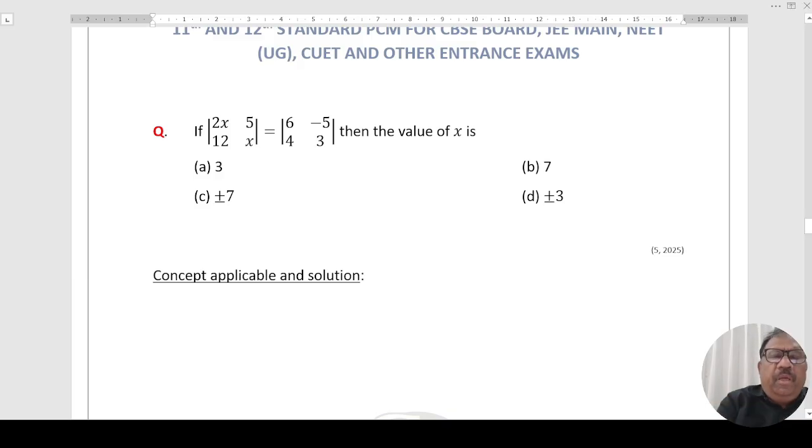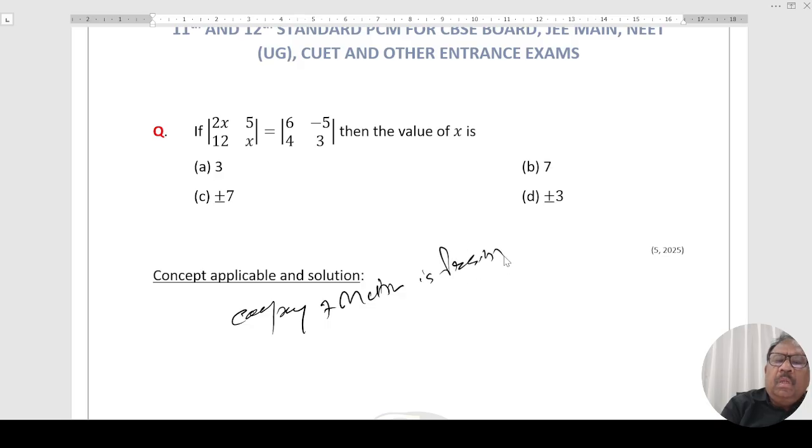Question is, if determinant with first row 2x, 5 and second row 12, x equals determinant with rows 6, minus 5 and 4, 3, then the value of x is. Sometimes the student may make the comparison and say the answer is 3, x equal to 3, 2x equal to 3. Comparing of matrices is possible. Compare if the order is the same, corresponding elements will be compared. If two matrices are equal, then their elements are also comparable.